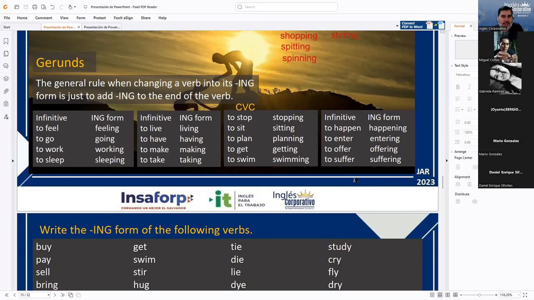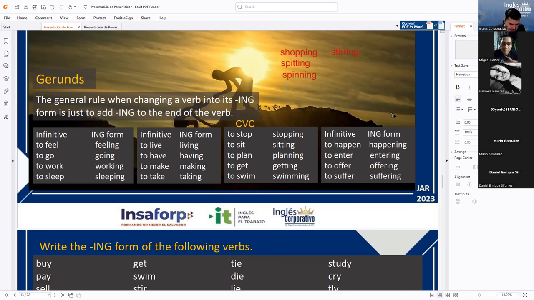Teacher, but what happens if it's in the last syllable? Ah, that's another story. Like begin. Check. The stress is on the last syllable. Begin. So what do we do? Double the N. Beginning. Refer. The stress is on the last syllable. So what do we do? Double the R. Referring. Transfer, transferring, double R. Okay, all of this.